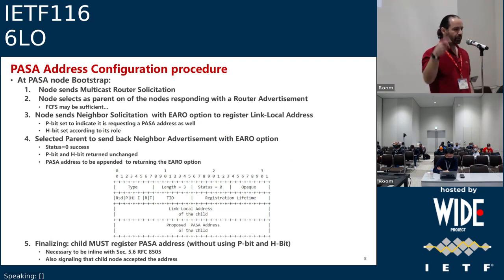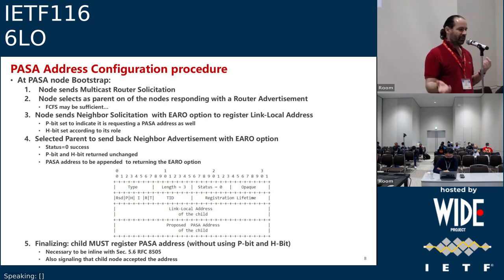So how it works with this autoconfiguration procedure right now. The node boots and sends the multicast router solicitation, and based on the router advertisements that it receives, it selects one parent. First come, first served, anything can work. Just select one. At that point, the node sends a neighbor solicitation with the option to register the link local address. In that message, you put the P bit and the H bit. You set the P bit, I want a PAS address, and the H bit accordingly, whether you are a host or a router.